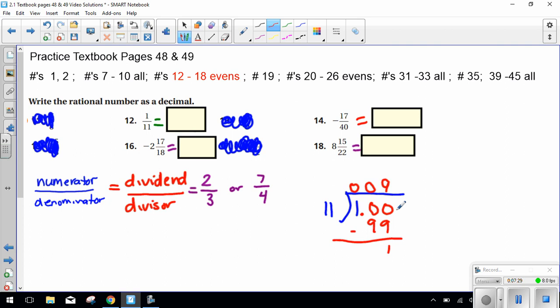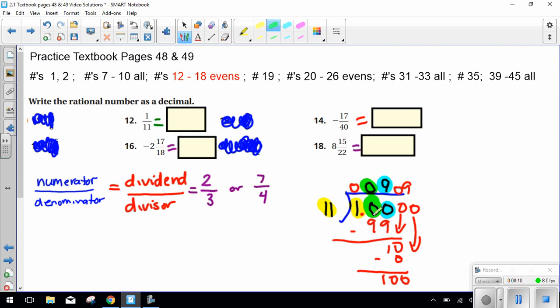There's 1 left over. Add a 0 and bring down. 11 goes into 10, 0 times. 0 times 11 is 0. Subtract, bring down. 11 goes into 100 9 times. So if you take a look, there's a pattern here. 11 goes into 1 0 times. 11 goes into 10 0 times. 11 goes into 100 9 times.